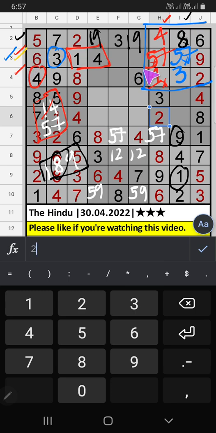Third row, 2 numbers are remaining, 2 and 8. Column F, we have 8. So 8 can't come in the cell. 8 is confirmed here. Then 2 is here. Since 2 is here, so 2 can't come in the cell. 2 is confirmed here. Then 1 is here. Second grid, 2 numbers are remaining, 5 and 7. It will come in any one of the two cells. We will confirm later.